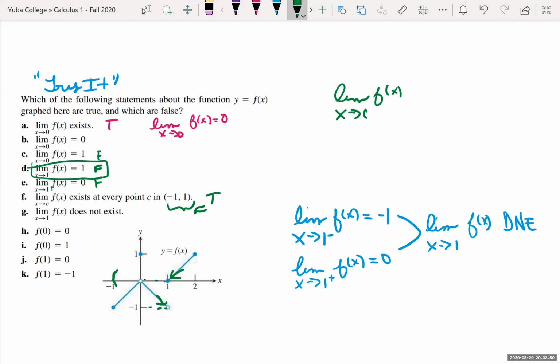Okay. But since they put that open circle there, we infinitesimally can get close to 1, and we would only be using this piece of the graph here, and it would be becoming the same y value.